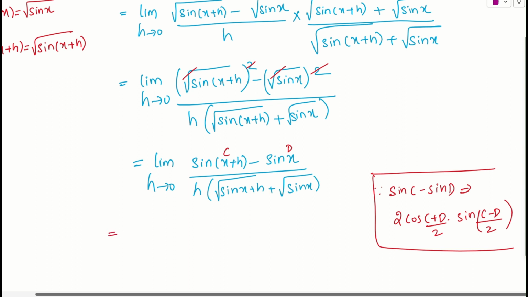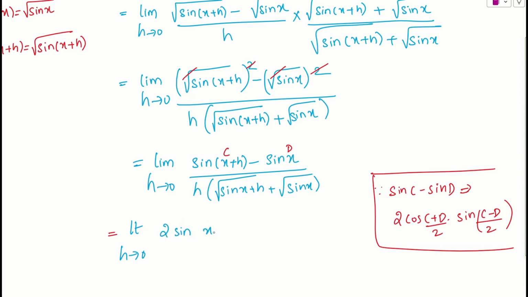Continue with this. What will it be? This will be limit h tends to 0. Simply apply the formula: 2 into cos of c plus d by 2, where c is x plus h and d is x. Okay, for sine it should be minus. If you take sine of c minus d by 2, then what is the cos formula?